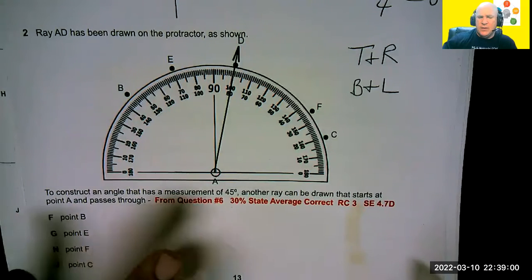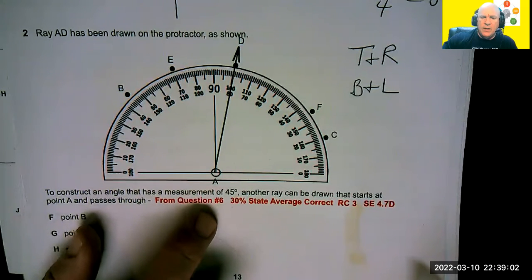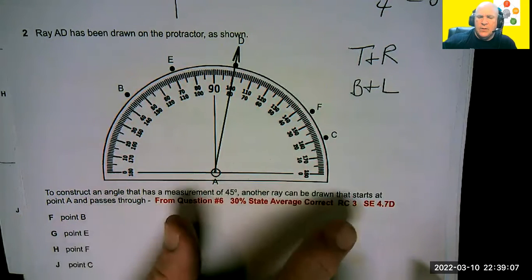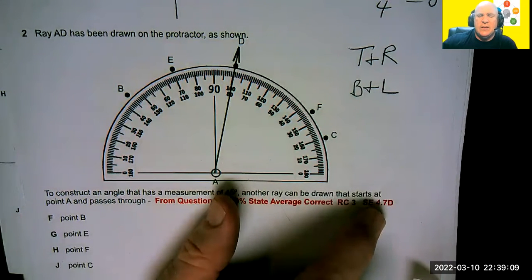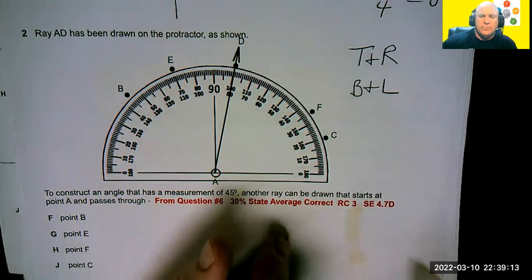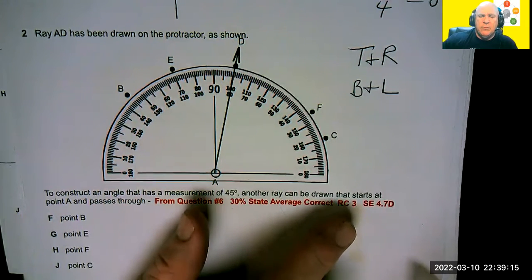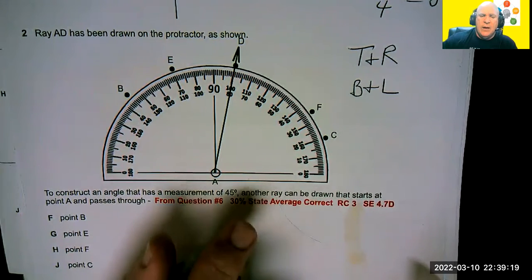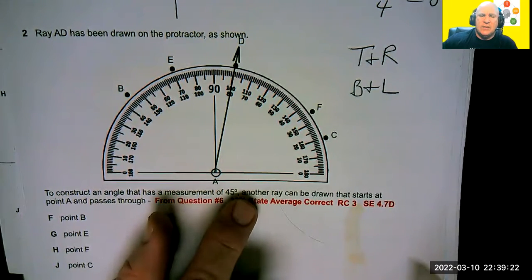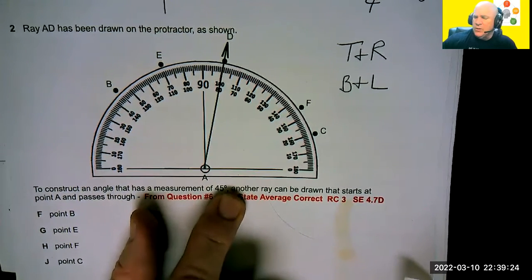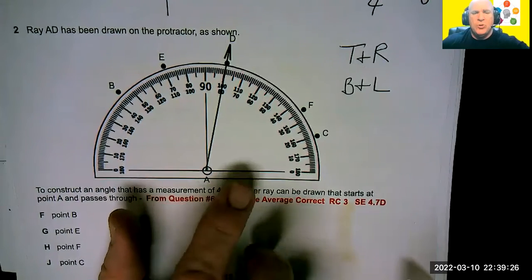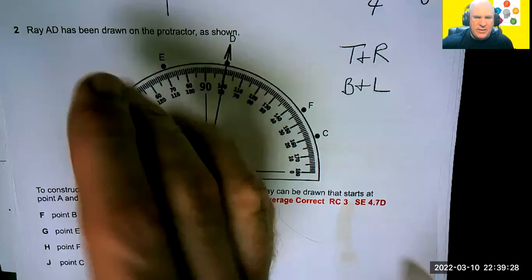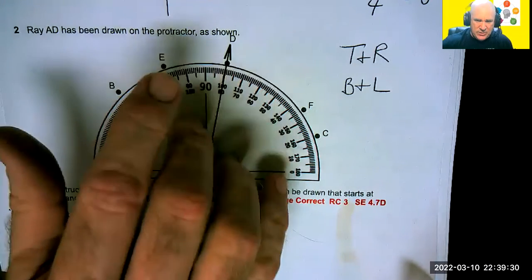And I took this from the 2019 test because it says 4.7D in Texas. That's a fourth grade question. And it was from reporting category 3, and only 30% of the students in Texas knew how to do it. So I'm going to show you a different way than I've taught you in the past.